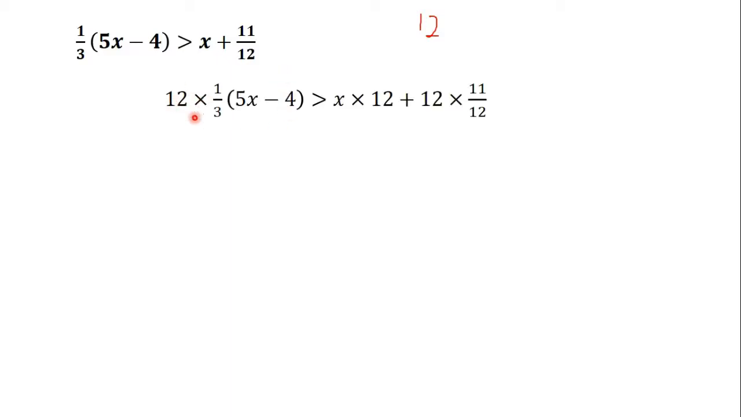We are going to have 12 times this thing here, which is 1 over 3 into bracket 5x minus 4. So 12 times this term. Then we move on to the next term, which is x.